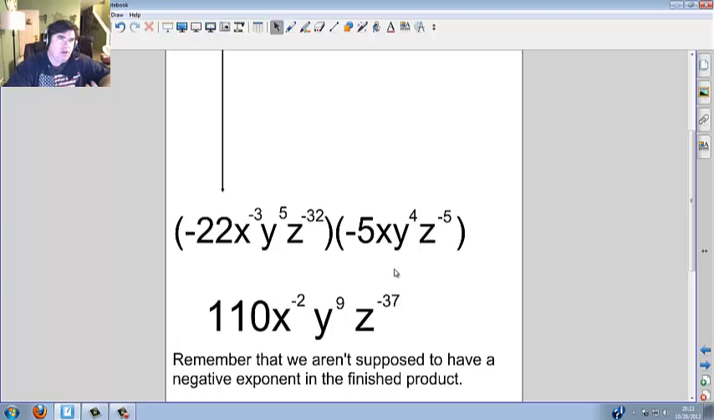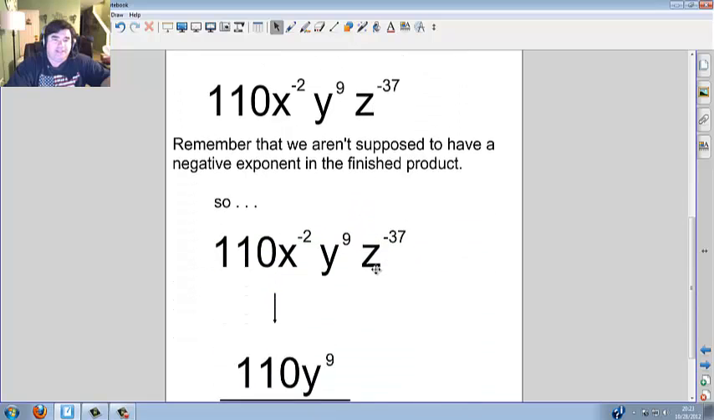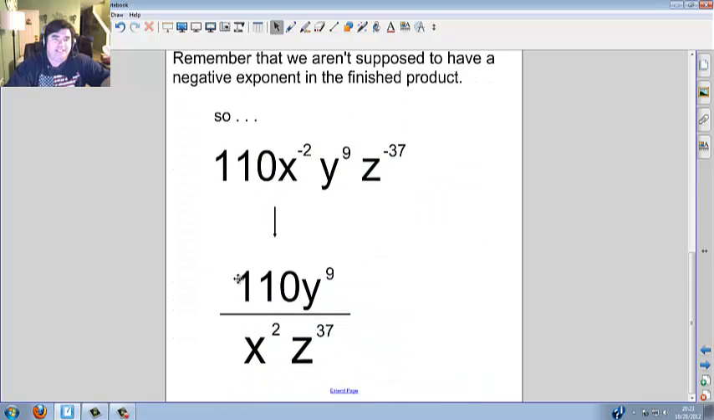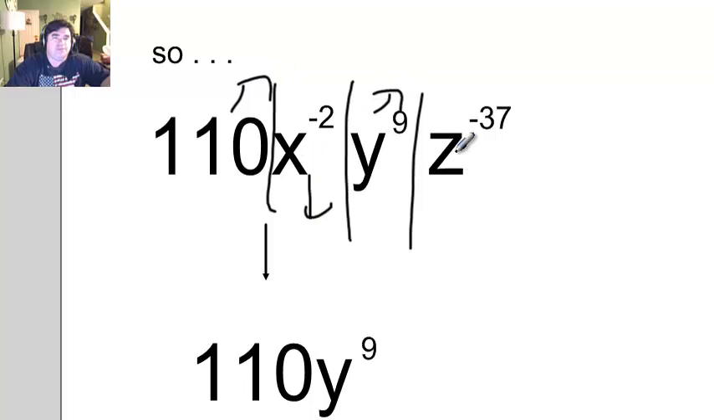Now remember, we're not supposed to have a negative exponent in the finished product, so these two go below, like this. 110 stays. 110 is not attached to x to the negative second, so 110 stays. Y to the 9th stays. These two go down below. Remember, make lanes. Up, down, up, down.